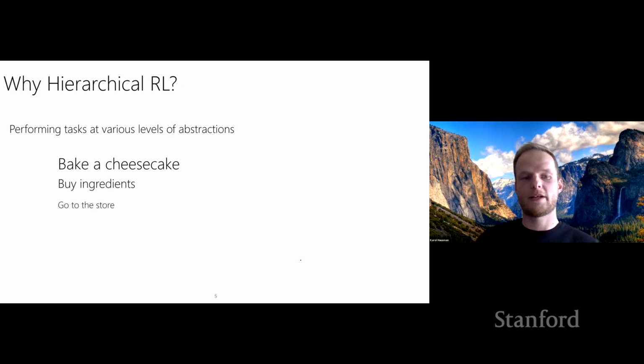Also, the first step to do that would be to go to the store, or to walk to the door, take a step, or contract a specific muscle. We would want our algorithms to be able to reason on all these levels of abstraction, such that the lower levels can inform the higher levels, and we don't necessarily want to plan for baking a cheesecake by planning every single muscle contraction. We want to do it at a much higher level.